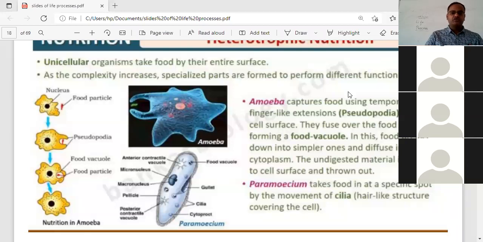Yes, students. At the end of today's class, up to nutrition in the amoeba we have done. So at the end, I would like to interact with you all on what you have learned today. Can any of the students recall the steps of photosynthesis in plants? What are the 3 different steps of photosynthesis in plants?